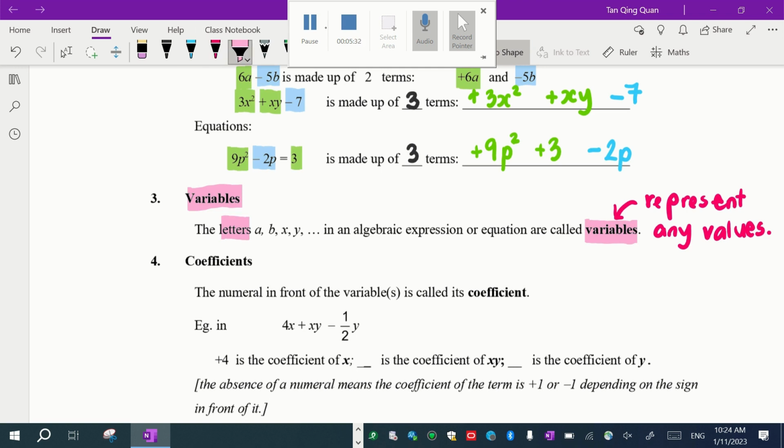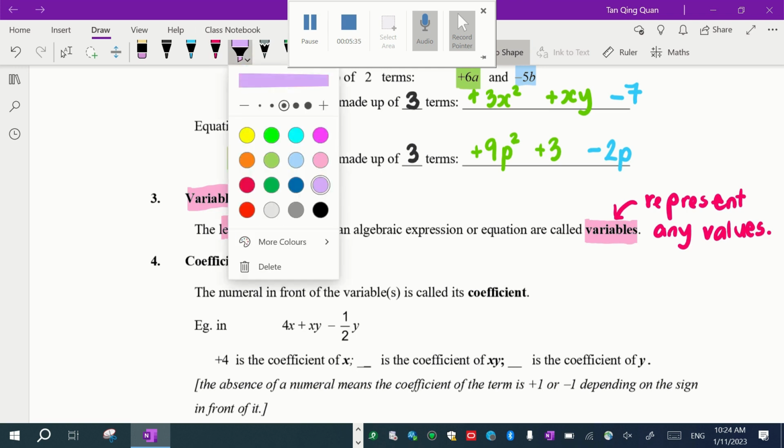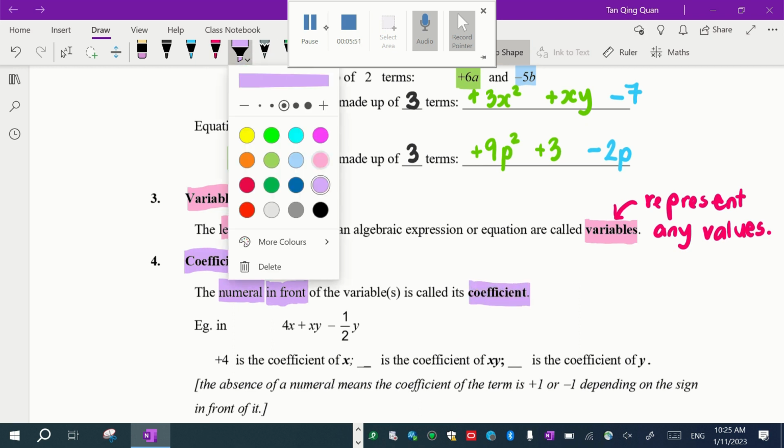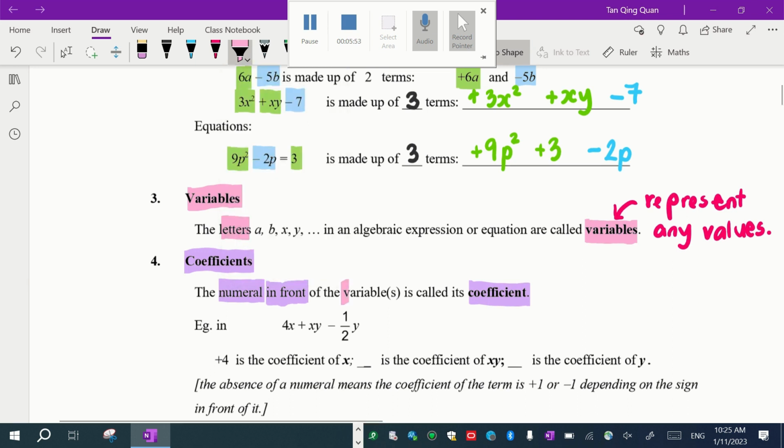Coefficient. Now, what is a coefficient? Coefficient is actually the numeral, the number in front of the variable. Okay, so it is what we call the coefficient. It is the number in front of the variable. So in this particular example here, we can see 4 as the coefficient of x, positive 4 to be more specific.